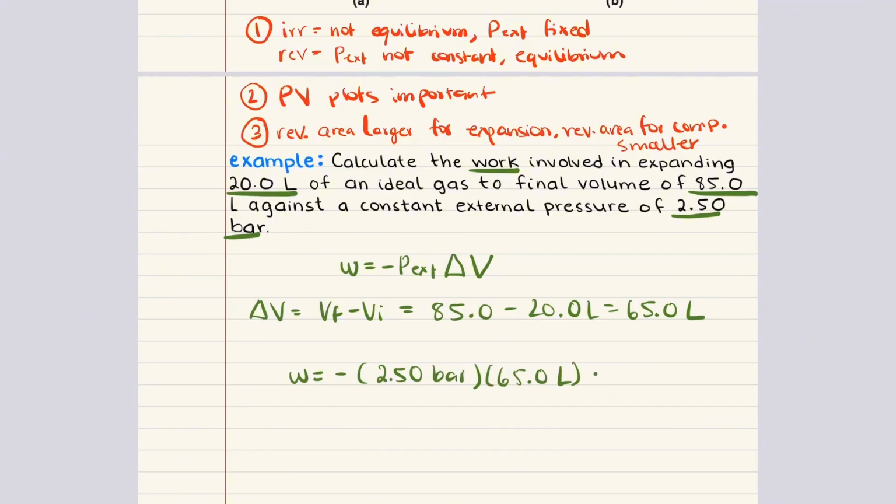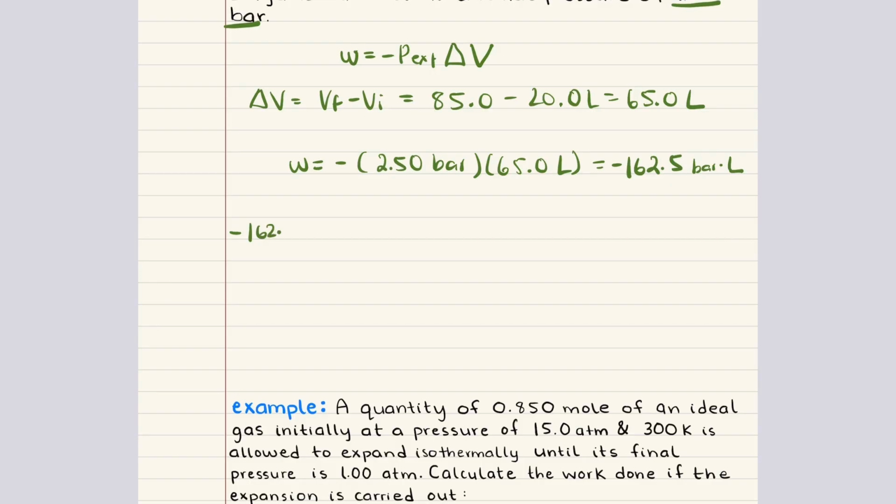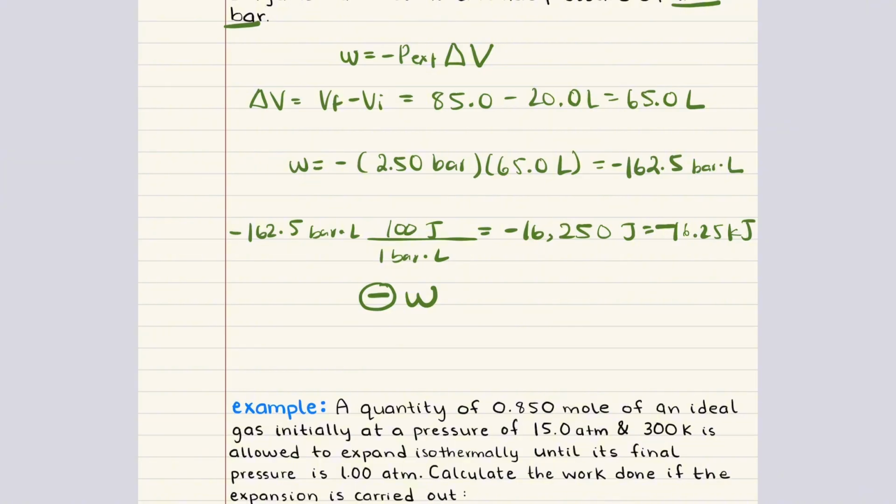That gets us negative 162.5 bar times liter. If you wanted to convert the units, 1 bar times 1 liter is equal to 100 joules. So multiplying this out would give us negative 16,250 joules or negative 16.25 kilojoules. That negative sign tells us that the gas did work on the surroundings during expansion.